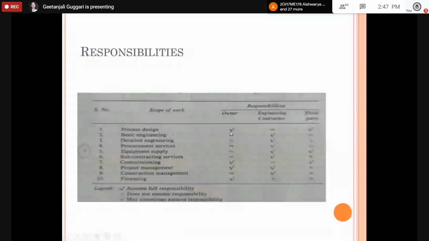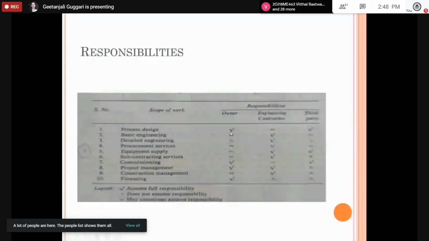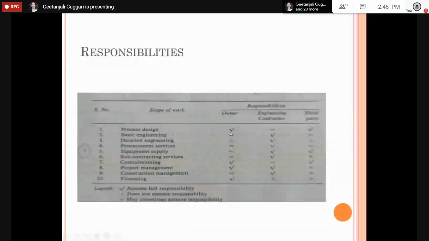Basic engineering: the owner will totally depend on the engineering contractor itself. He has given the layout. It is the responsibility of the engineering contractor to give the basic details of the engineering. Owner, sometimes maybe he is also responsible while taking the decisions. Even the third party is also involved in laying out the details of basic engineering. There also you can see the equal-to mark for the owner as well as the third party. Major responsibility lies with the engineering contractor itself.